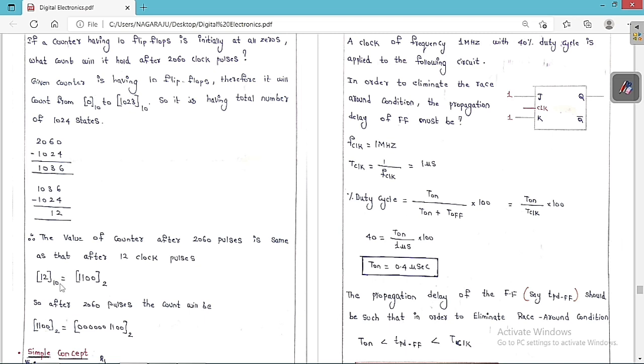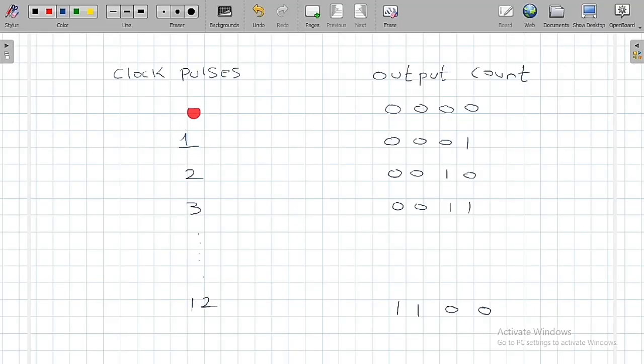The decimal number 12 is nothing but 1100 in binary. It's an up counter. Therefore after 2060 clock pulses, the count will be in this format with the 10 places. So this is the number 12 in decimal format, and this is its representation in binary format. You can see clearly I have represented something very important.